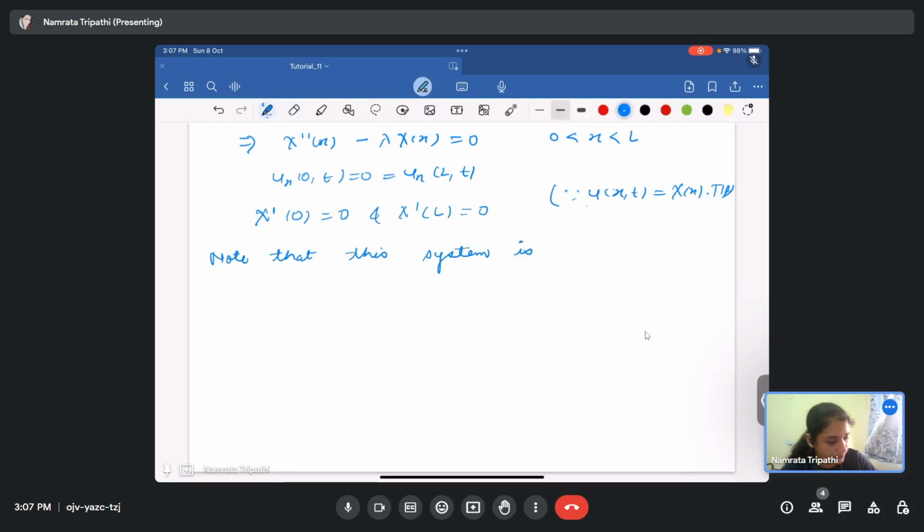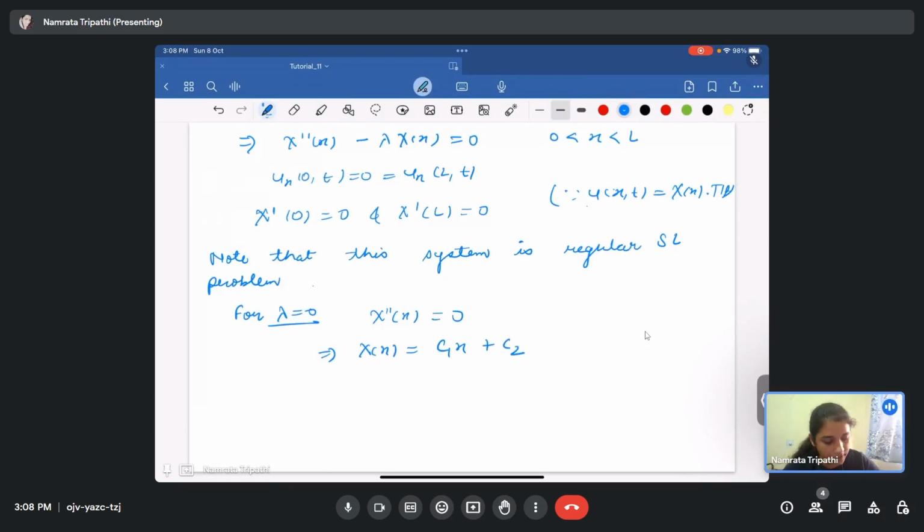Regular, hence we have to find the solution for lambda. We have three cases: lambda equal to 0, lambda less than 0, lambda greater than 0. Firstly we will focus on lambda equal to 0. When you put lambda equal to 0, you will get X double dash is equal to 0. From here the solution for X will be c1 x plus c2.